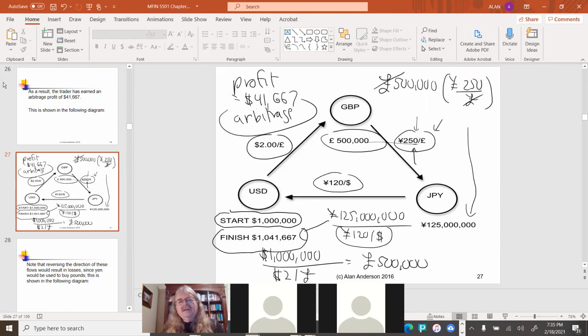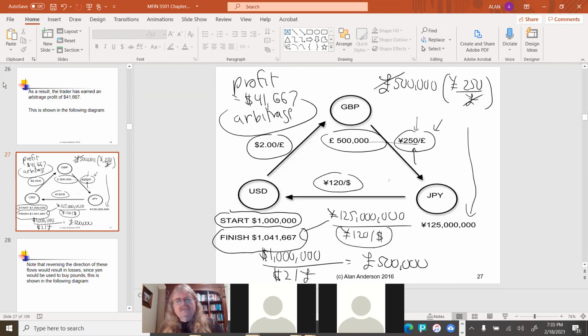Oh, see, now this is tricky. I want to point out here, though, that I'm assuming we started out with dollars. I could have started out with any one of these currencies and I still would have made money as long as I go in this direction. If I went the other way, if I went counterclockwise, I would have ended up losing money. So the placement of the circles is not really that important, but once they're in place, you have to make sure you're going in the right direction.